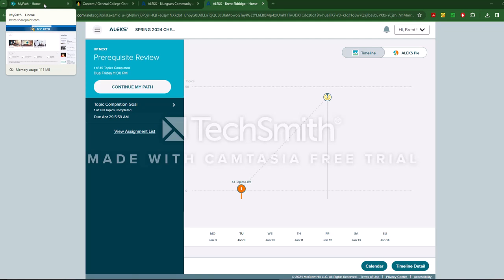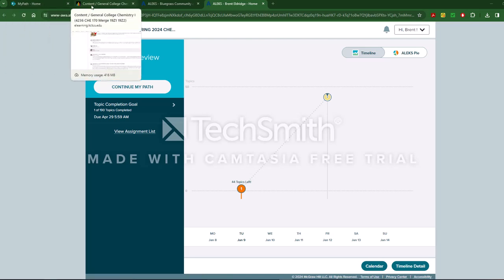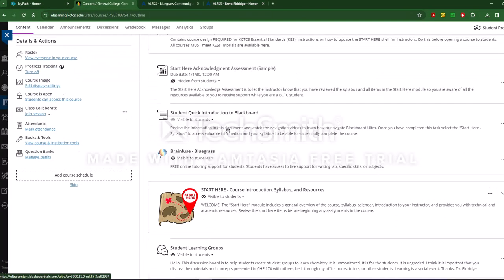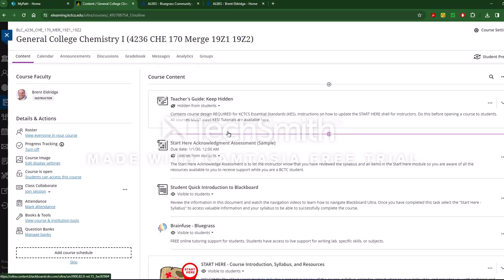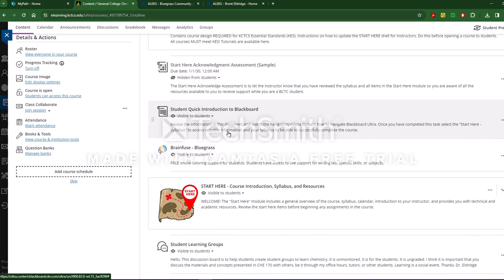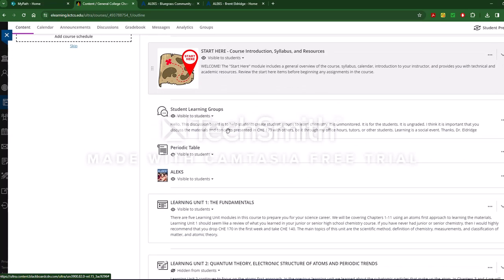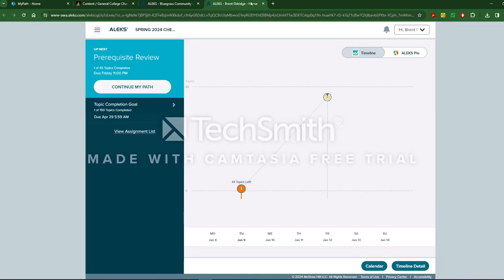once you click on the course, you should see this. This is the online course, but yours should look like this too if you're taking it in person. You have the Aleks button here. You'll click on that, and that will send you to McGraw Hill's Aleks Learning Management System. When you go to that system, it will look similar to this.